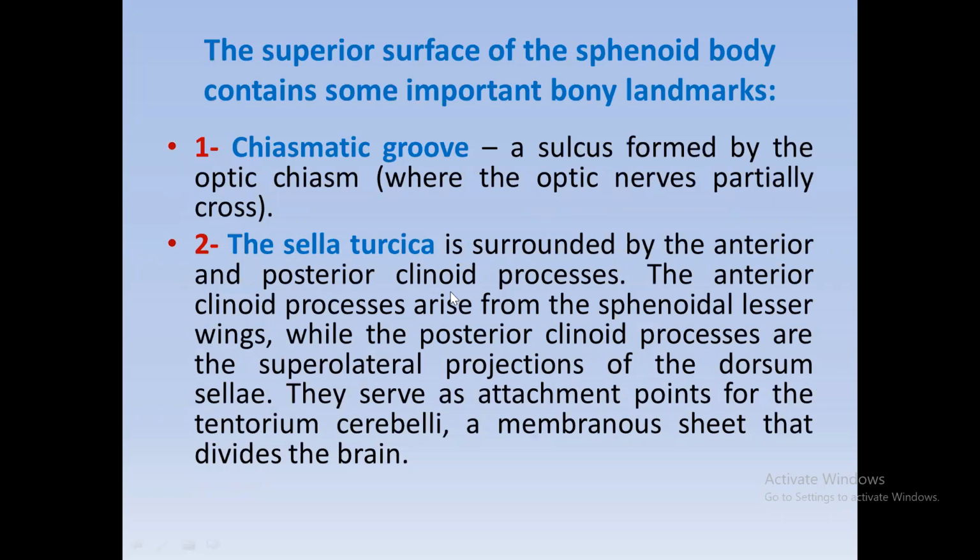The superior surface of the sphenoid body contains some important bony landmarks. The chiasmatic groove, a sulcus formed by the optic chiasma, where the optic nerves partially cross, and the sella turcica is surrounded by the anterior and posterior clinoid processes. The anterior clinoid processes arise from the sphenoidal lesser wings, while the posterior clinoid processes are the superolateral projections of the dorsum sellae. They serve as attachment points for the tentorium cerebelli, a membranous sheet that divides the brain.